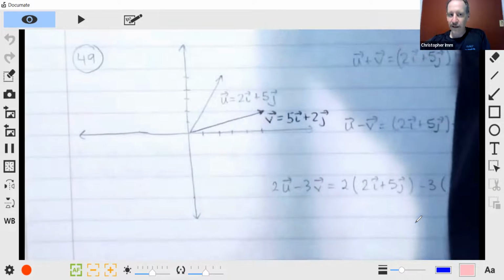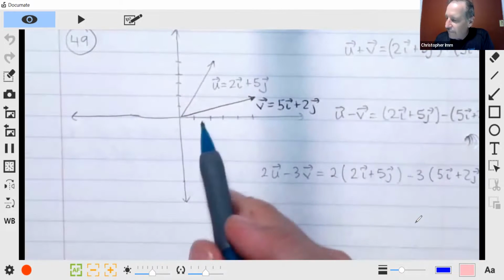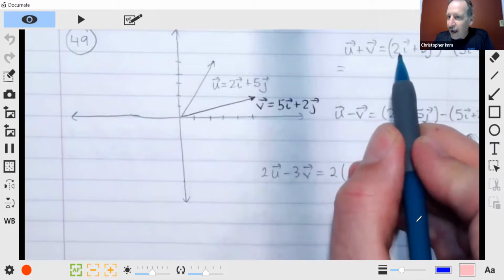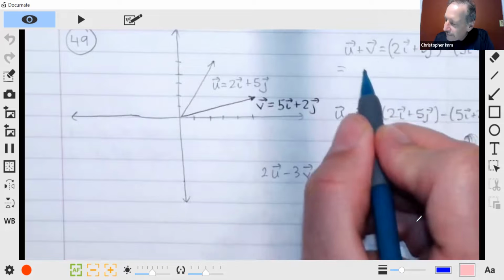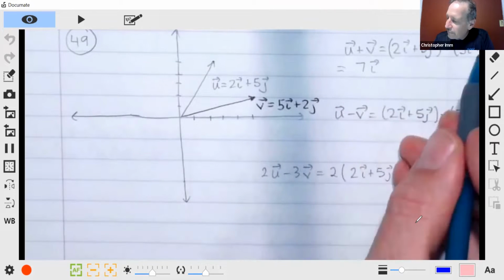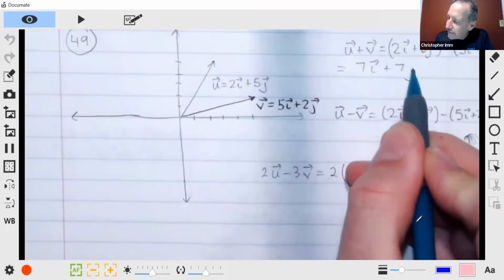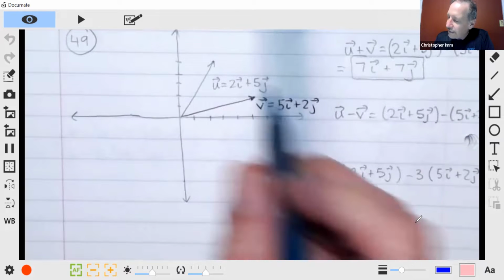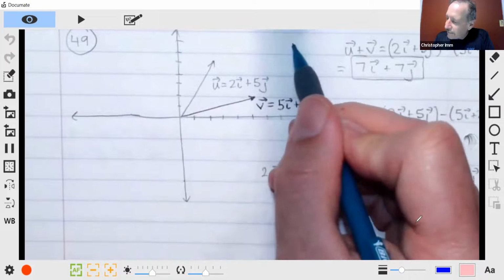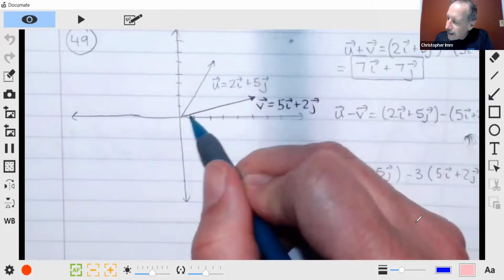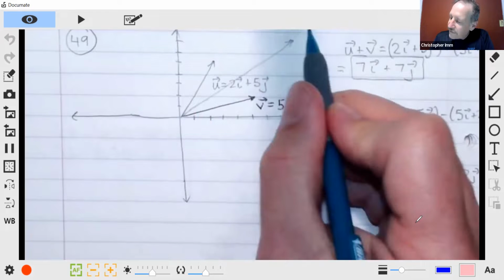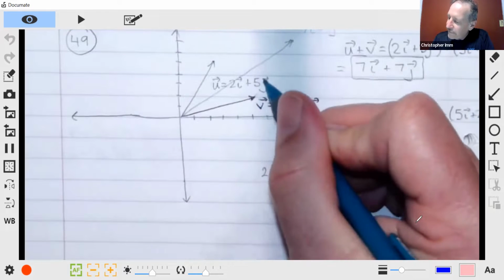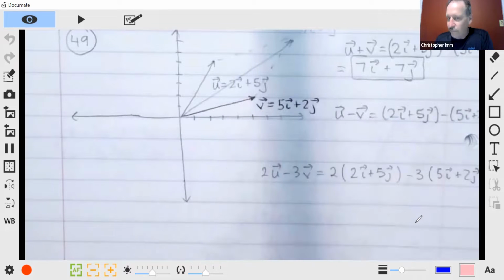So here, I have vector u and vector v. If I add these together, I just take the i's and I add them together. So 2i plus 5i is 7i, and 5j plus 2j is 7j. If I added these two together, I'd be going over 7 and up 7. So adding these together should put me around here at 7i plus 7j. And notice if I made my opposite sides of the parallelogram, that should work.